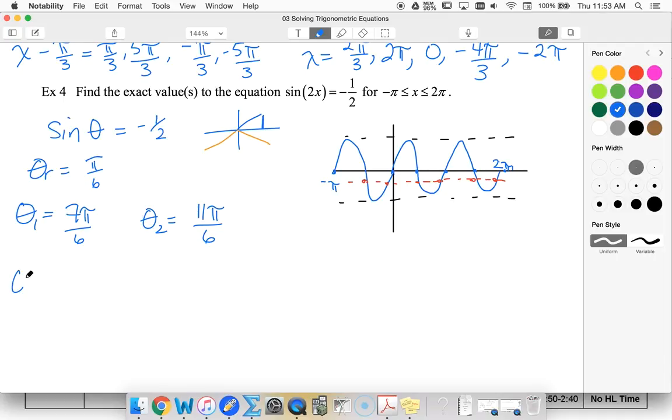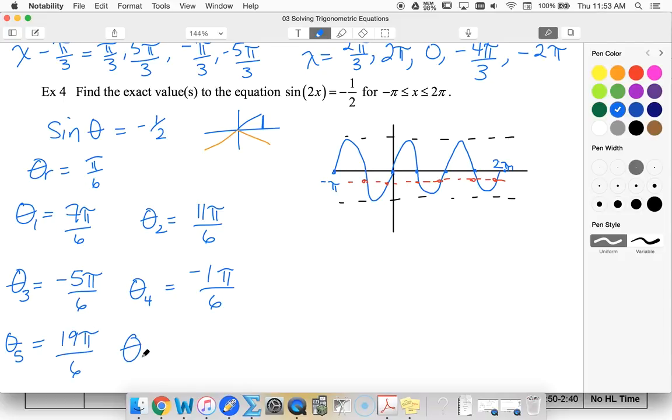So if I want to get the negative ones, I'm looking for 6 thetas because I saw here that I want 6. So theta 3, I'm going to do 7 pi over 6 minus 2 pi. So I'm going to minus 12 over 6, so negative 5 pi over 6. Theta 4, negative pi over 6. For theta 5, I'm going to take this value, add 2 pi, so 19 pi over 6. And theta 6, when I add 2 pi, I'll get 23 pi over 6.